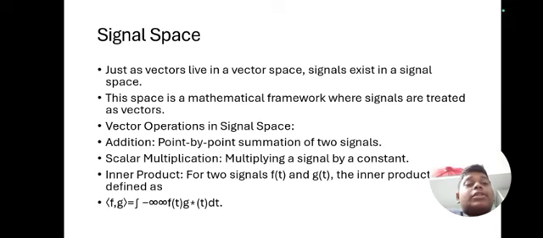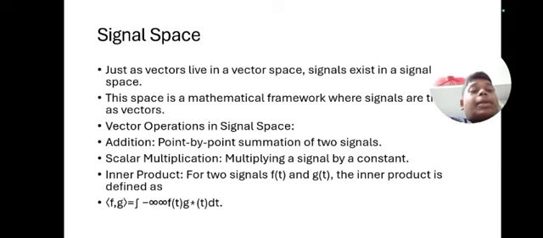Vector operations in signal space. Addition: point by point summation of two signals. And scalar multiplication: multiplying a signal by a constant. And another operation, the inner product or dot product. For two signals f of t and g of t, the inner product or dot product is defined as integral minus infinity to infinity f of t g star of t dt.